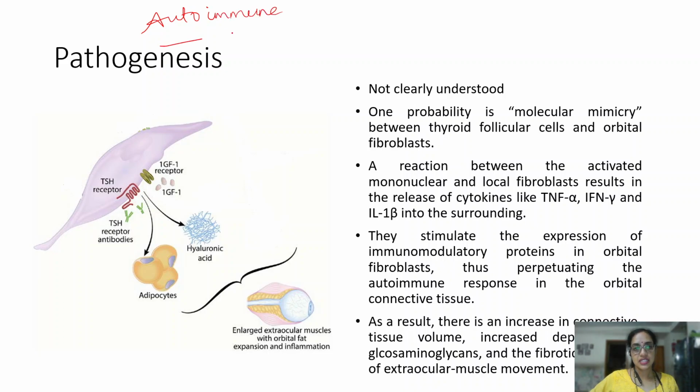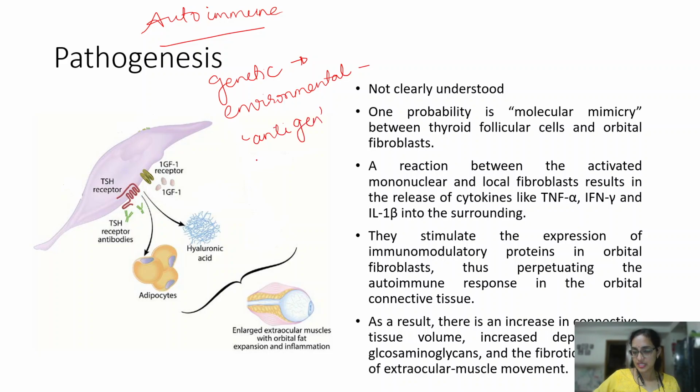So we know in any disease in medicine, we have a genetic component and an environmental trigger. We have understood the environmental triggers, that is smoking and use of radioactive iodine, and some people are genetically predisposed. We still don't know the actual etiology of Graves' disease. One proposed mechanism is molecular mimicry. We still don't know the antigen which is causing the formation of these antibodies, but whatever this antigen is, it is causing the formation of thyroid receptor antibodies.